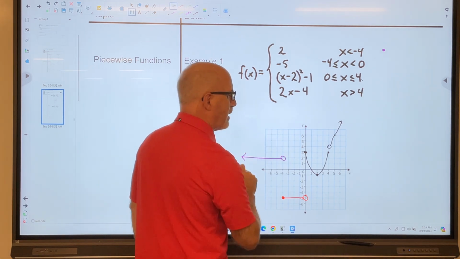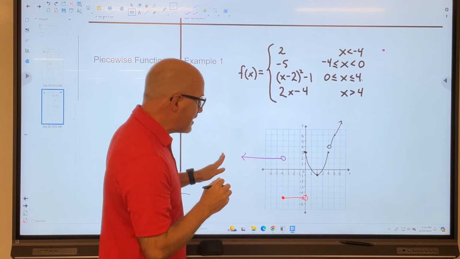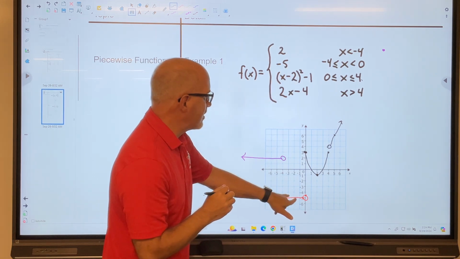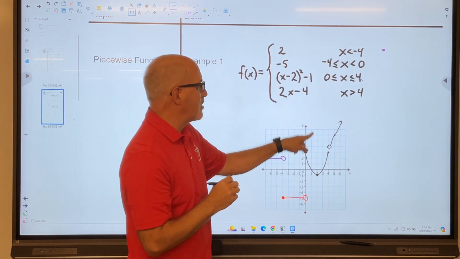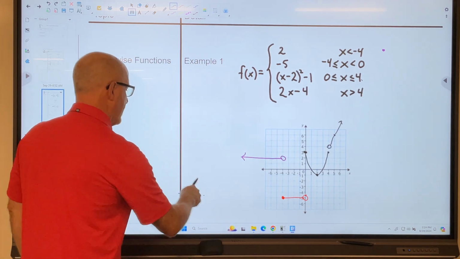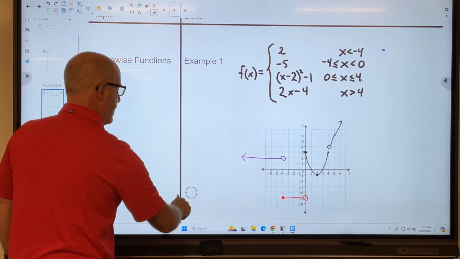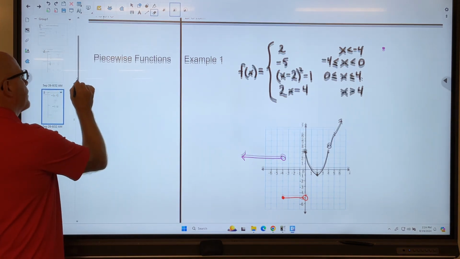All right, so there's my piecewise graph. This first part is this piece. This part here is the second piece. This parabola is the third piece. And that last piece is that line. All right, let's go ahead now and look at the next example.